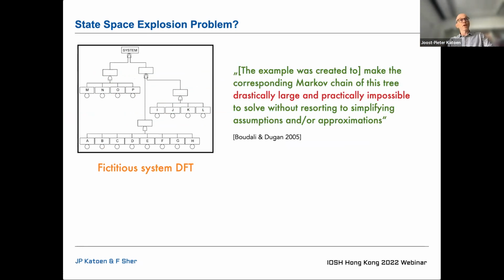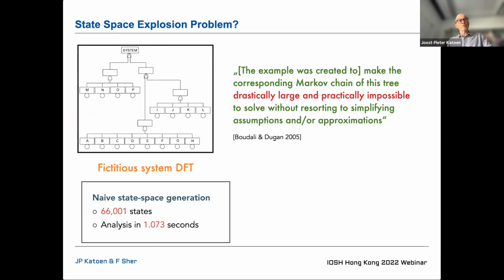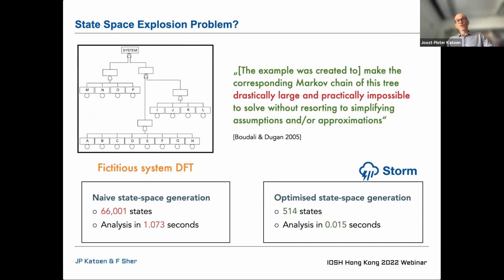And indeed, if you are not careful and you generate the state space in a naive way, you get about 60,000 states, and the analysis takes about a second. With the techniques that we use, called optimized state space generation, we generate a state space of 500 states without loss of any information, and we analyze this in 0.015 seconds. And notice this result is exact, no approximation.